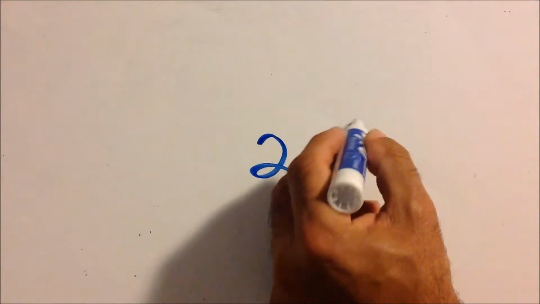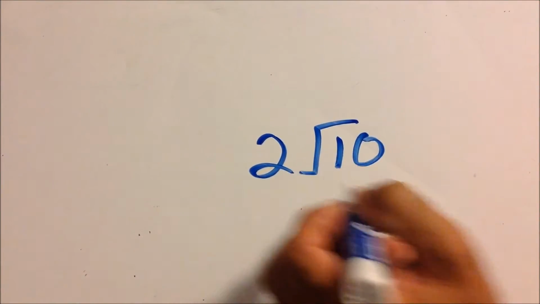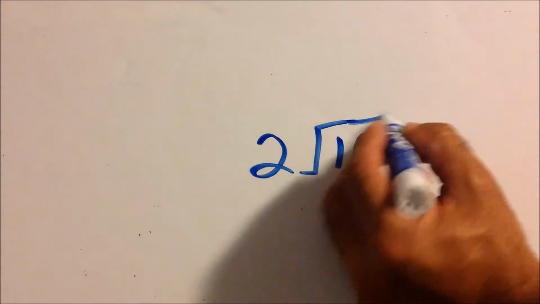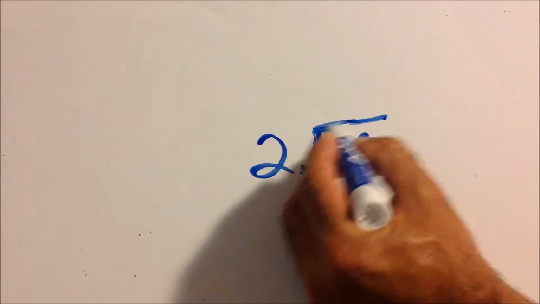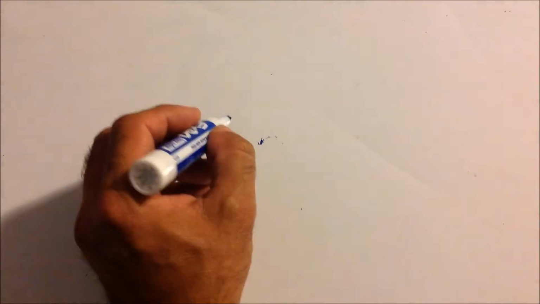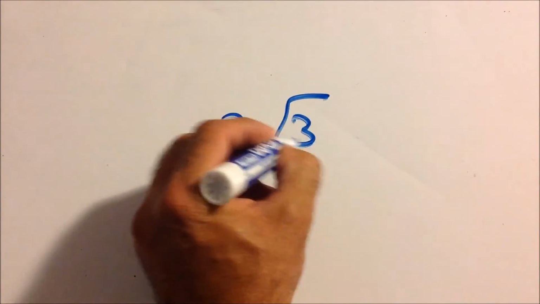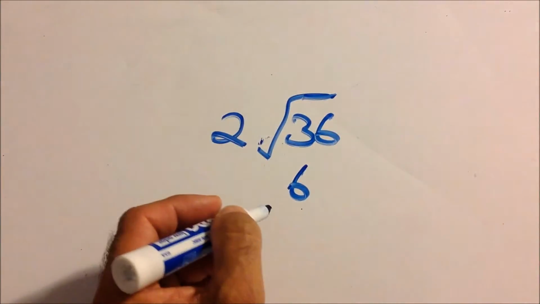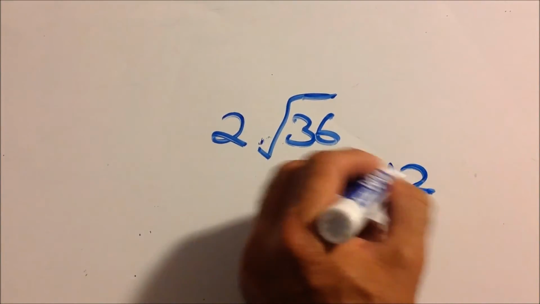Okay, so what if we had, let's say, 2 square root of 10. 2 times the square root of 10. Well, we can't do anything with that. You can't multiply an integer and a square root, unless you can break the square root down. So if I had, let's say, 2 square root of 36, well, we know the square root of 36 is 6, and 6 times 2 would be 12. That would be the answer there.